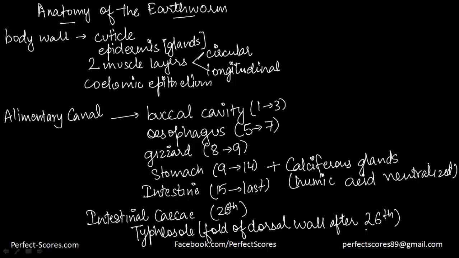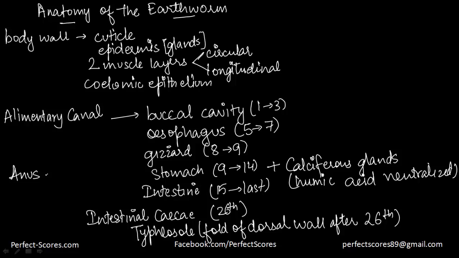And the reason why this median fold is there is it helps to increase the area of absorption in that part of the alimentary canal, that is the intestine. And finally, this canal opens into the exterior by a small rounded aperture called the anus. Whatever ingested material is there passes through the digestive tract. Different enzymes help to break down the food into smaller absorbable units, and these absorbable units are absorbed through the intestinal membranes and are utilized in the various functions of the earthworm's body.